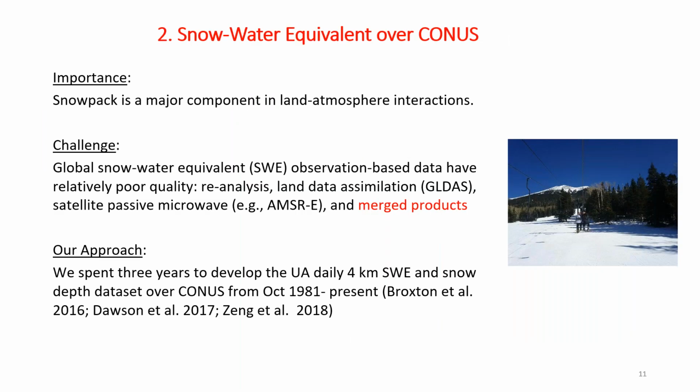Now, let me move on to a different topic, the snow water equivalent over CONUS. And we all agree snowpack is a major component in land-atmosphere interactions, and over the Western US is also a major source for water resources. For that reason, lots of papers have been published on the data analysis and the modeling of snowpack over CONUS. The challenge is all the global data sets are pretty bad.